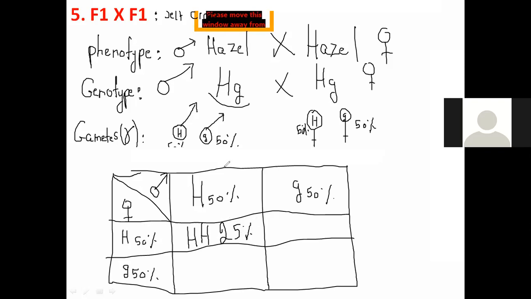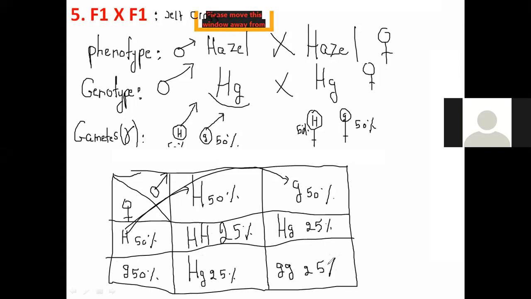Then H with the G. First we cross the first with the first, then we cross the first with the second. H and G, we don't write GH, it should be HG, 25%. It's 50 times 50 divided by 100, so it's 25%. And then GH, we always start with the dominant, so HG, it's 25%. And then the last one, G times G, it's GG, 25%.